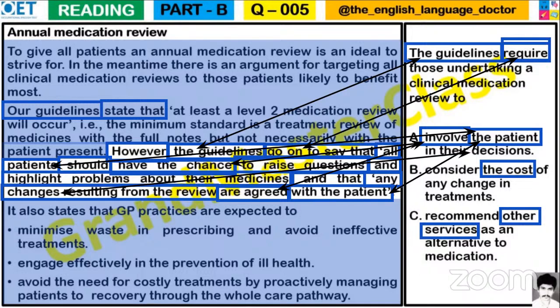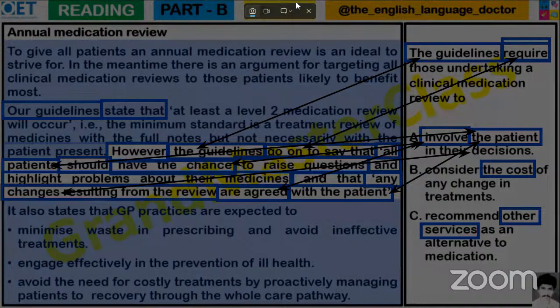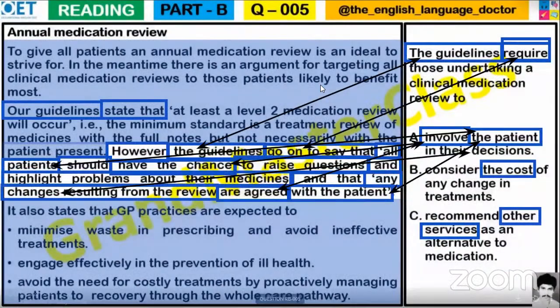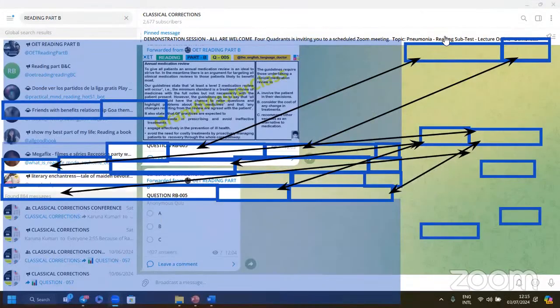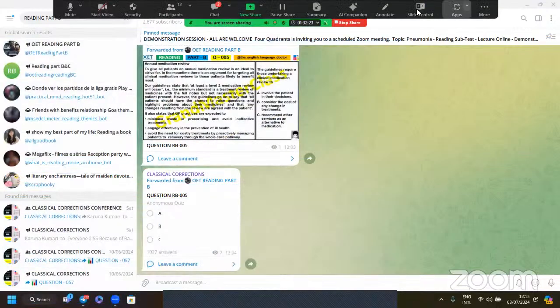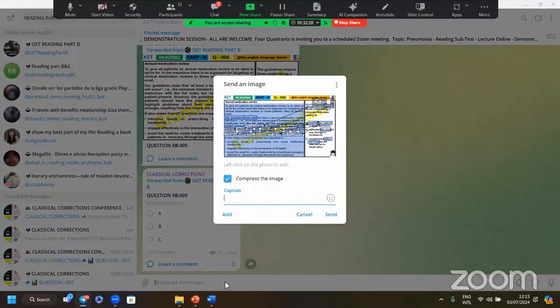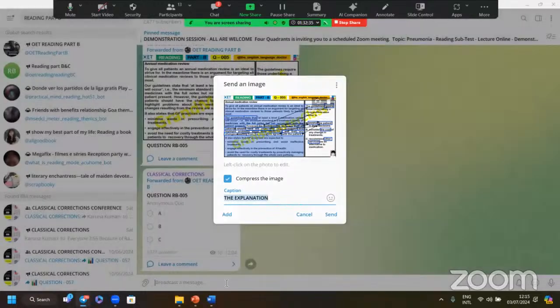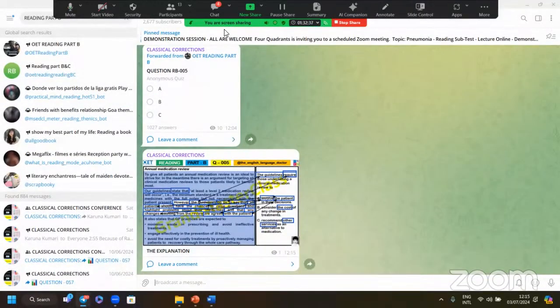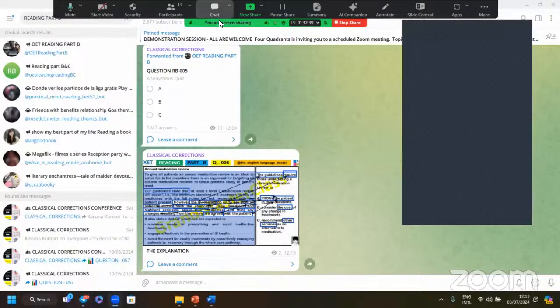Hide mode. Print screen. Full screen. Okay. The explanation. You see, many times I have given many explanations. They will not be the same. We are on a faster track because of the exam-going students.